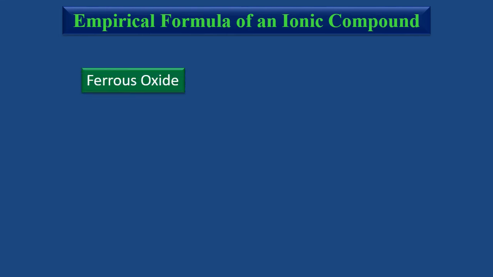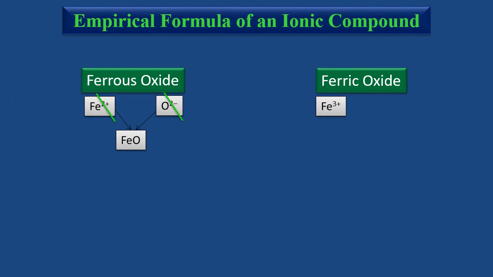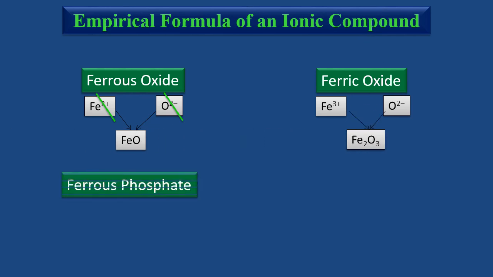Next is ferrous oxide. Ferrous is Fe2+ and oxide ion is O2-. Their valencies are cancelled out and the formula is FeO. Ferric oxide, Fe3+ ferric, oxide is O2-. Valencies are crossed and the formula is Fe2O3.